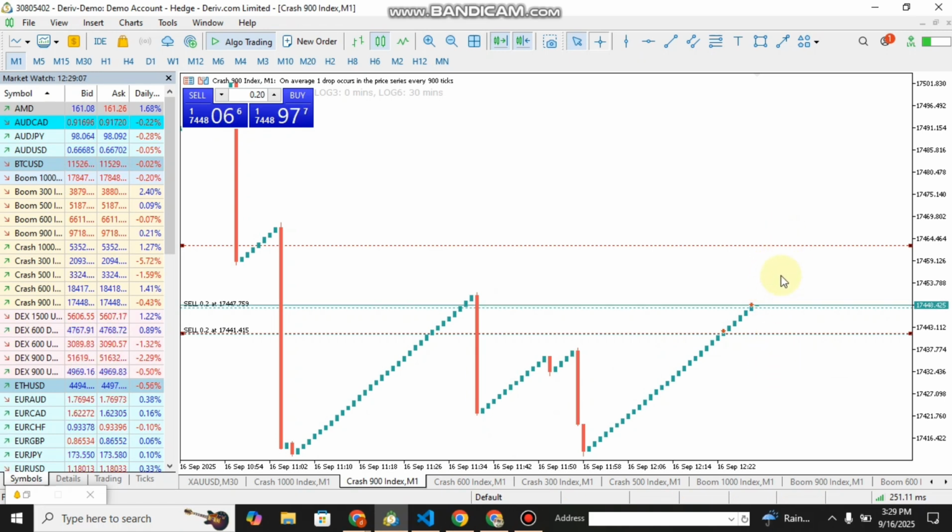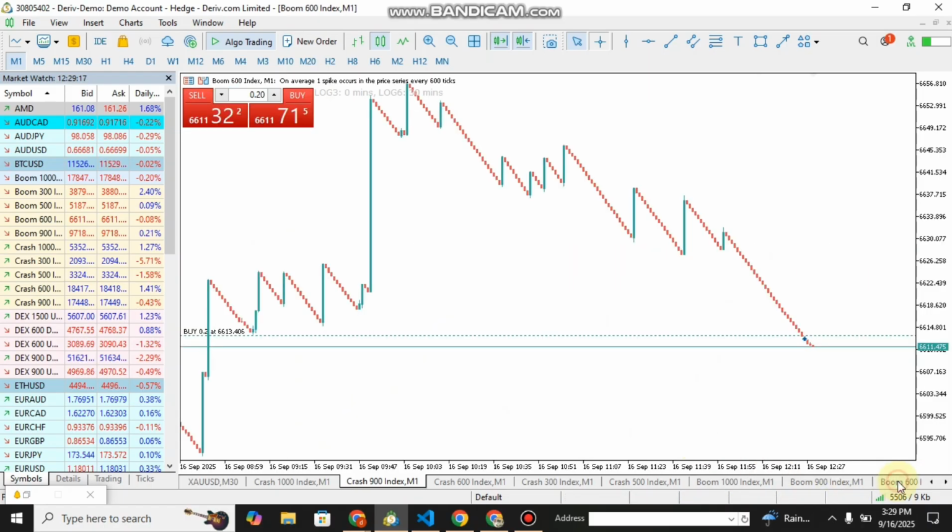So once the spike comes, the trades which are near the stop loss or near where the spike is happening, we also had a signal in Boom 600.